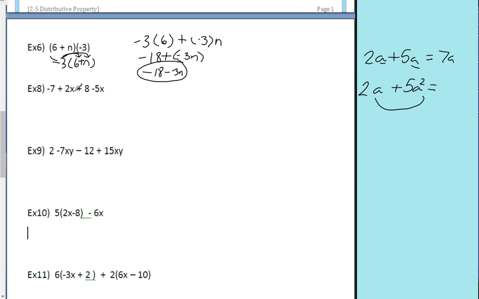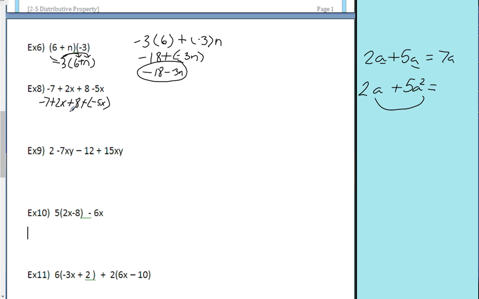Negative 7 plus 2x plus 8 minus 5x, right? What I want you to do is rewrite this as an addition problem. So negative 7 plus 2x plus 8 plus, subtraction gets rewritten as addition, plus negative 5x. Okay? Now it's an addition problem. I can add my numbers together. I can add my letters together. I can't add my numbers and my letters because these are fruit and this is money. You can't add them together.